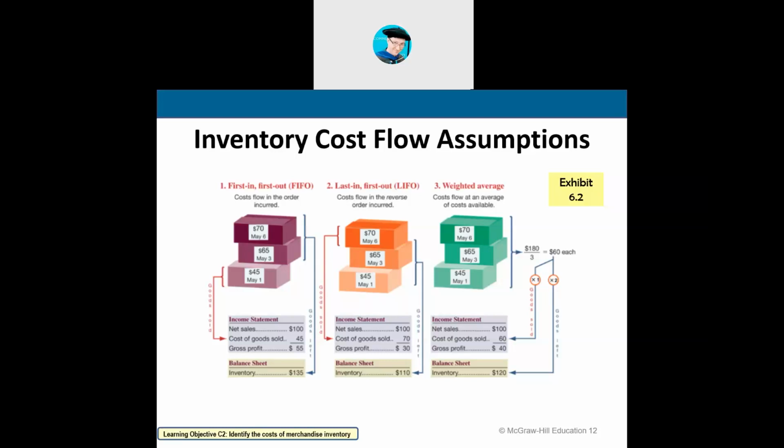On May 1st, we purchased $45. May 3rd, $65. May 7th, $70 worth of inventory.